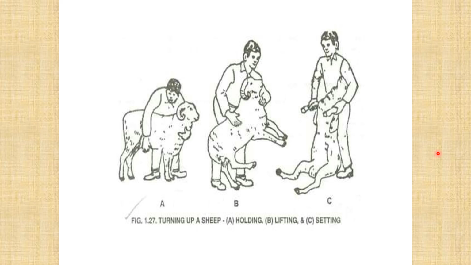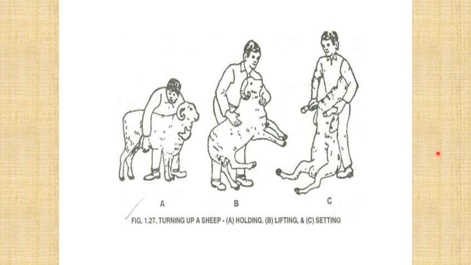Then in picture B, you can see that a gentleman is lifting the animal. Lifting the animal means that whenever you lift the animals, they lose their confidence. And at the same time, the hind legs will be on the ground, and all the front limbs will be up.